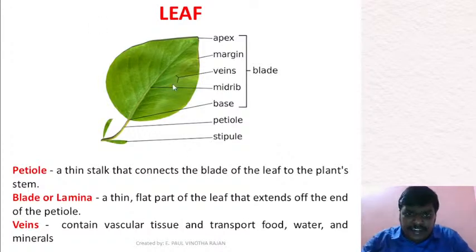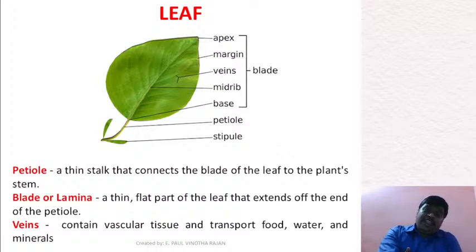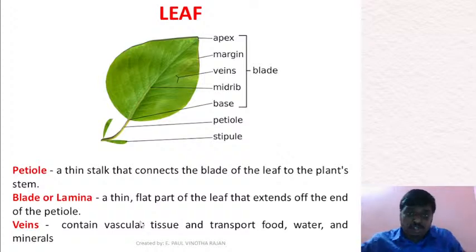So the leaf is there. The base of the leaf, we call it petiole, or the stalk of the leaf, which connects the leaf blade. This is called the leaf blade. The leaf blade is connected to the stem by the petiole. It is the stalk of the leaf. Next is the blade or lamina, the flat green portion that you are seeing here. It is mainly extended from the petiole.